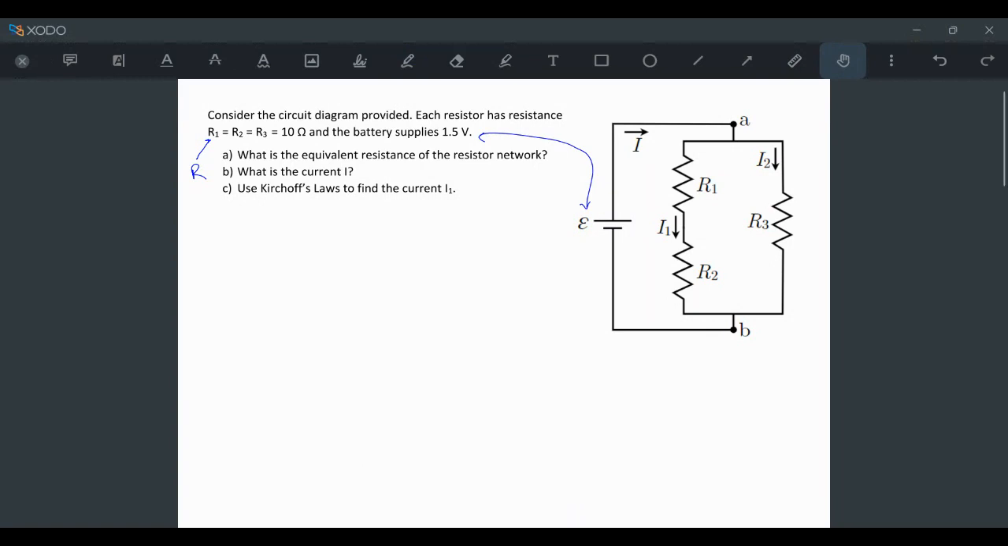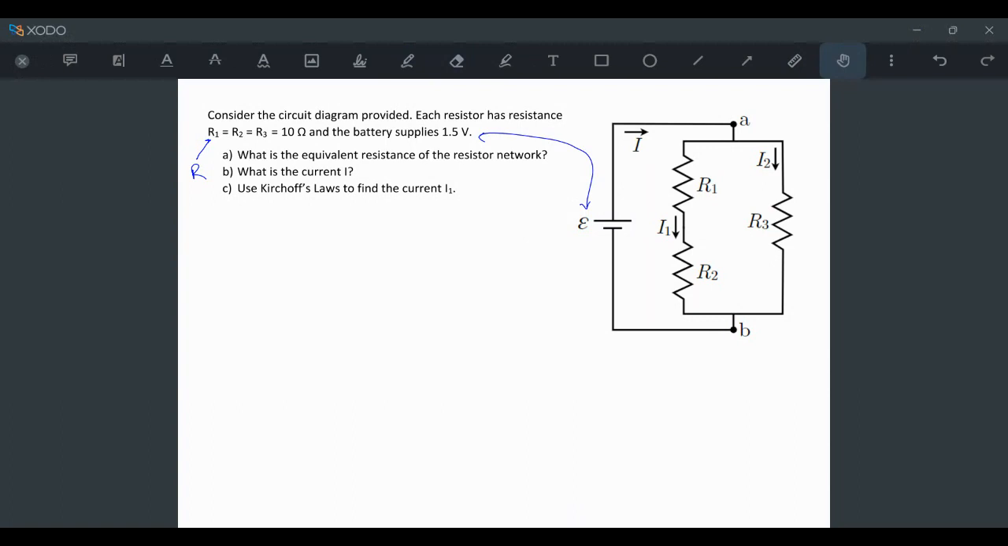So epsilon is reserved usually for a few things, but in this context for electromotive force. You might also see other variables like V for voltage, delta V for voltage or potential difference, but in most of these problems, I think we have epsilon.